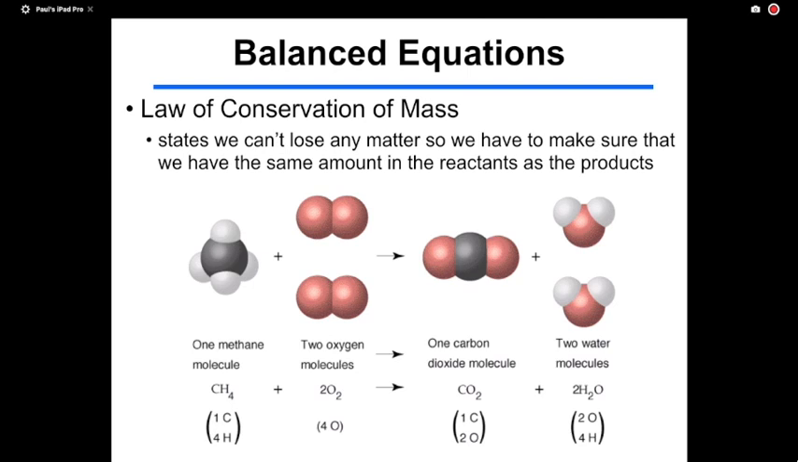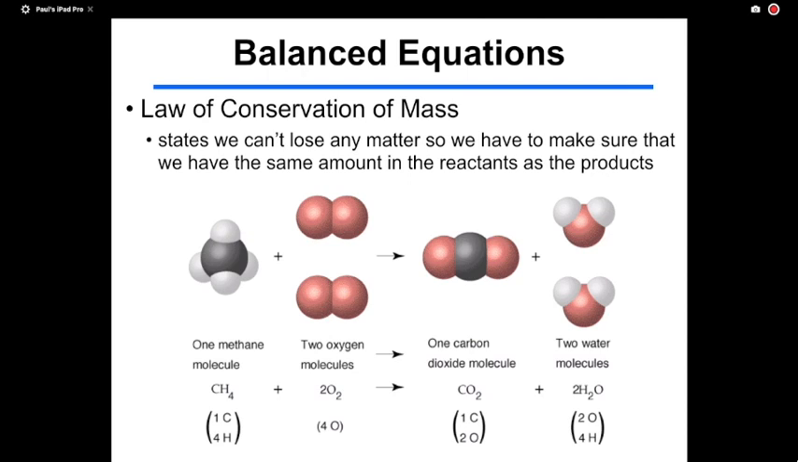But if you count up 1, 2, 3, 4 red oxygens, 1, 2, 3, 4 red oxygens, 1 black carbon, 1 black carbon, and 1, 2, 3, 4 white hydrogens, 1, 2, 3, 4. This is a true chemical story. What this is called is a balanced equation. Everything I start with has to be there at the end. And that's essentially what we have to do when we describe a chemical story.